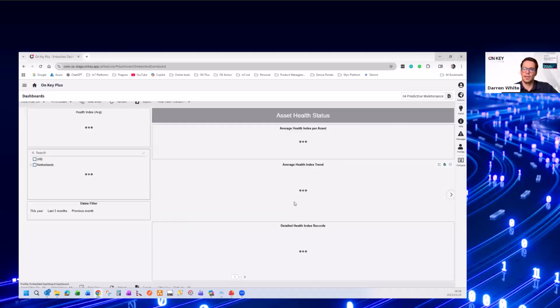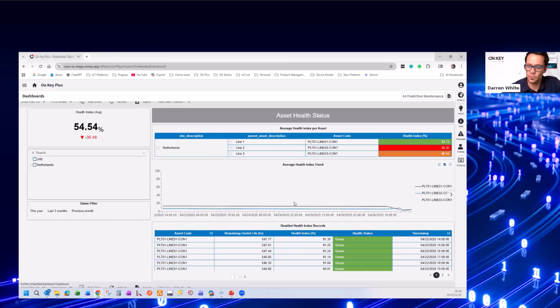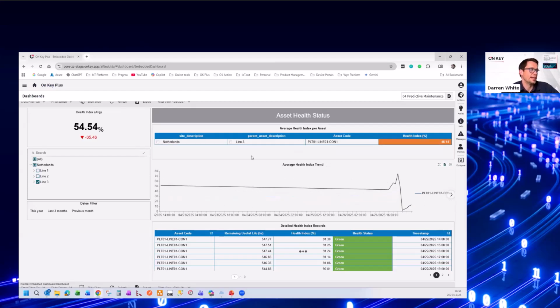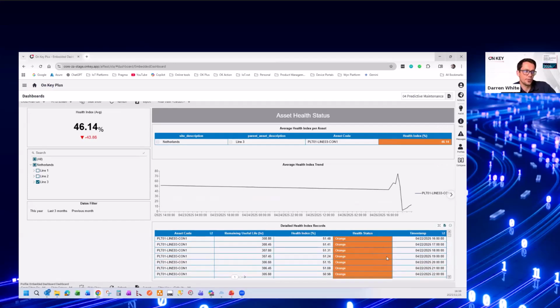Okay, now Alex noticed that there was an alarm that was created, and now he wants to navigate to his predictive maintenance dashboard to look at the live health index values, and he is now able to filter on a specific line. So let's say he wants to filter on line 3, and he wants to specifically look at line 3's health index for that conveyor. So he's got access to the history of the readings that were received.